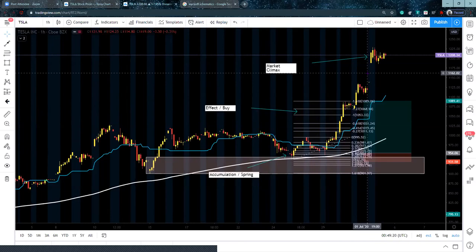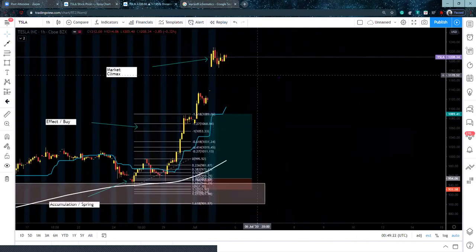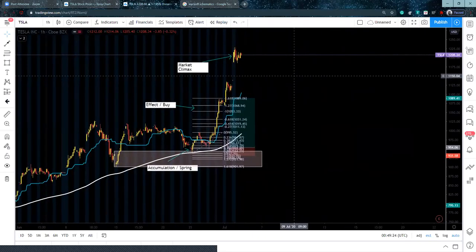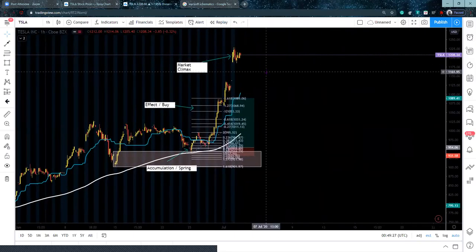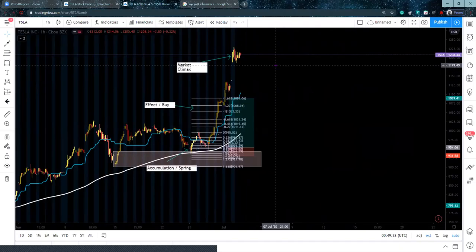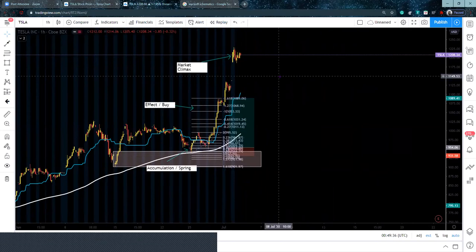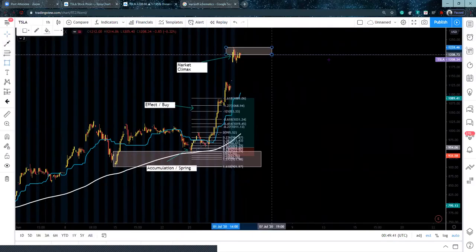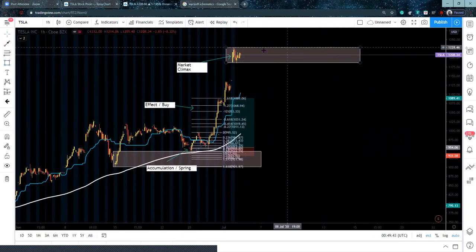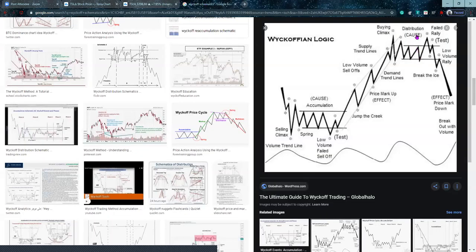Now, what do we see here? Your market climax. This is where the market climax could possibly be, right? It's at 1,200, right? 1,200 is a pretty high price for a stock. Usually at the even numbers is where stocks struggle. Stocks and pairs alike struggle at usually even numbers, right? Or with zero zeros. So what happens is this could definitely be a market climax. If this becomes a market climax, what is going to happen afterward? If we look at our Wyckoff schematic, buying climax, distribution, failed rally, test, sell, right?